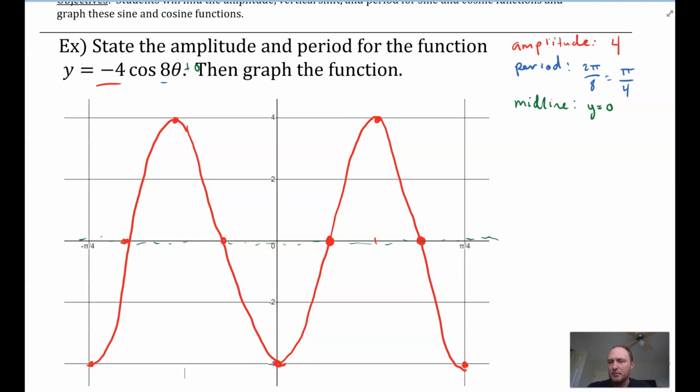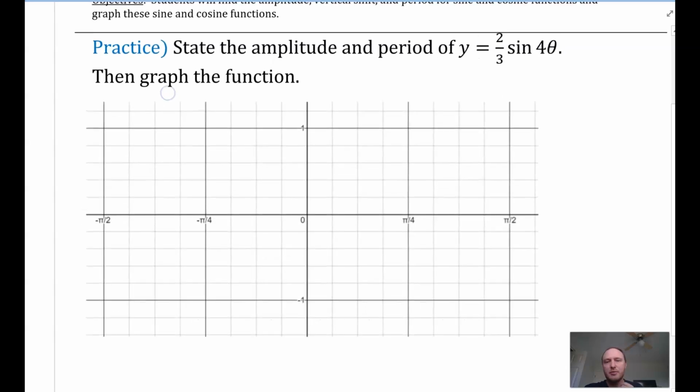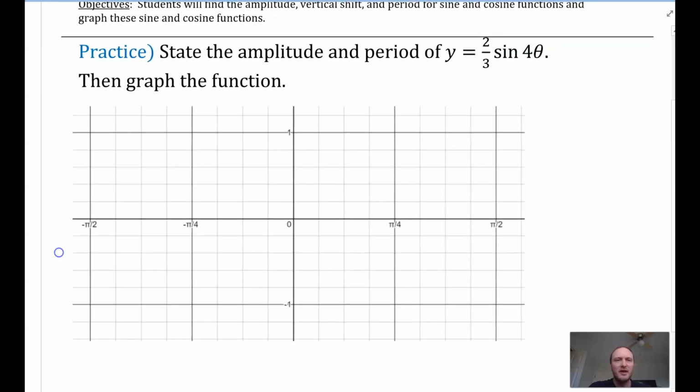All right, let's go ahead and look at a practice problem for you. Here you go. State the amplitude and the period. They're maybe being a little mean right here with this 2/3 amplitude. Well, go ahead and give it a shot. Pause the video, try this, and then I'll give you a hint.